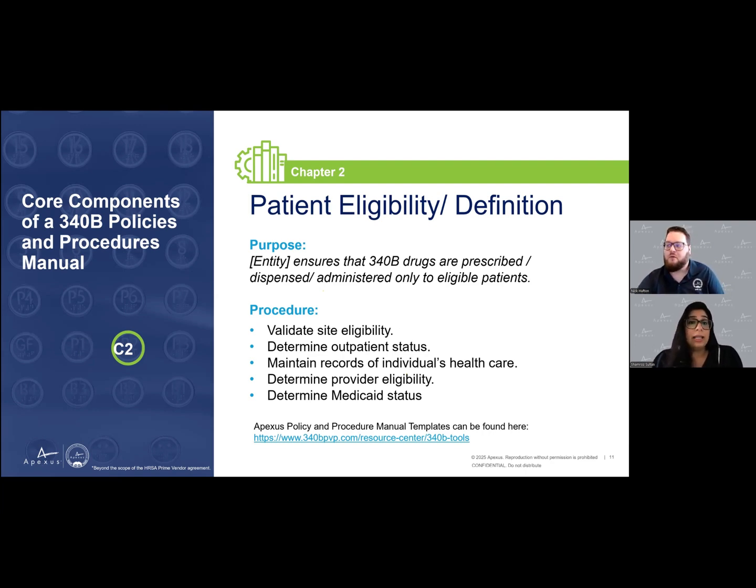In the next chapter of the policies and procedures, the entity will outline how they define a 340B patient. This is where the entity will state where the patient should be seen, that the patient's status should be outpatient, and that the entity will maintain the patient's health record and ensure that the patient is seen by a credentialed provider. In this section, the entity will also have the opportunity to define what a credentialed provider means to the entity and how the list of credentialed providers is maintained by the entity. So going back to some of the compliance cornerstones that we reviewed earlier, this section of the policies and procedures will help in preventing diversion.